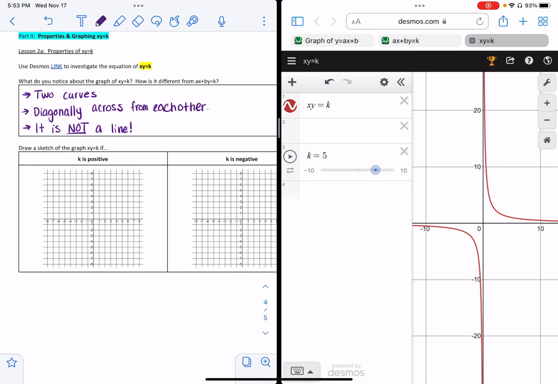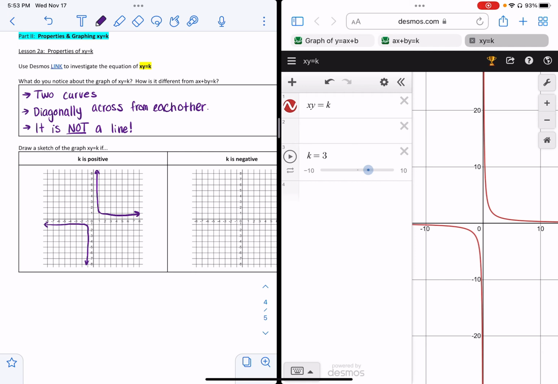So we'll draw a little diagram here. It's just going to be a sketch. It doesn't have to be perfect, but just draw the sketch the best you can. We just want to have an understanding of what the shape looks like.